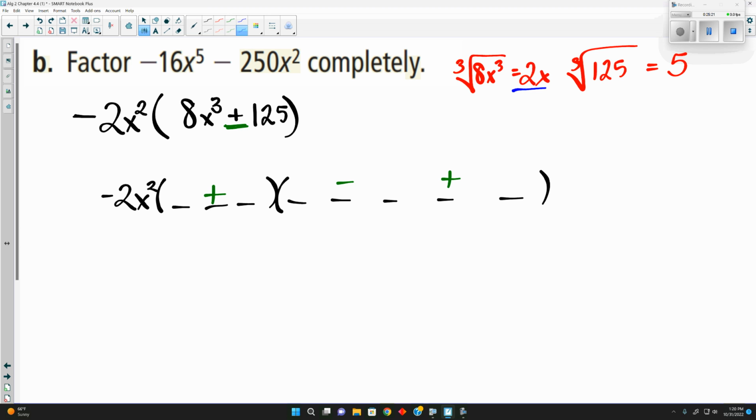So the value of A is 2x, so it's going to go in front. Our value of B is 5. So in our first set of parentheses, we'd have 2x plus 5.